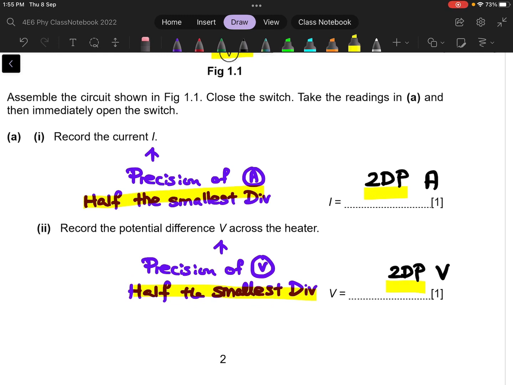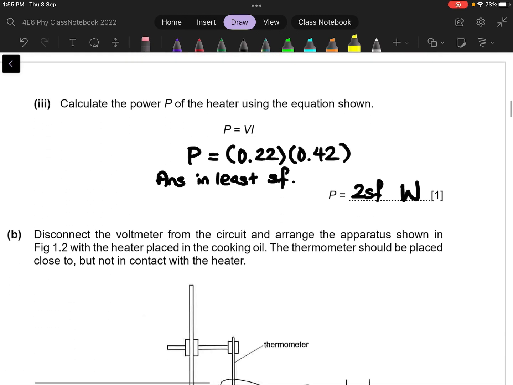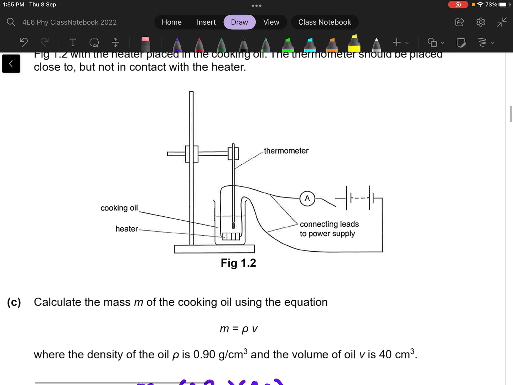Okay, if by now you still do not know what is the smallest division and what is meant by half the smallest division, please come and see me, and then I will explain to you nicely. In the next part, you are supposed to multiply the two of them together, and with our simplified precision rule, we will follow the least SF. In this case, it will be 2 SF. Unit of power is W.